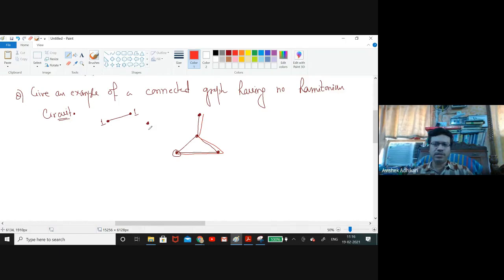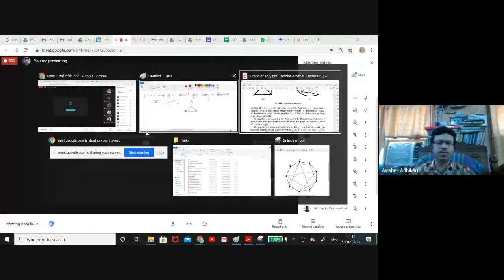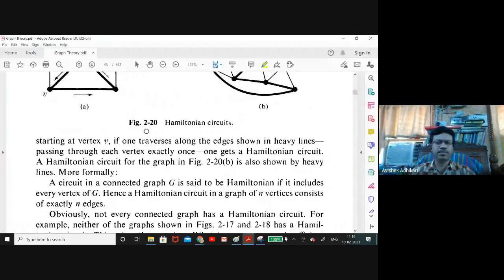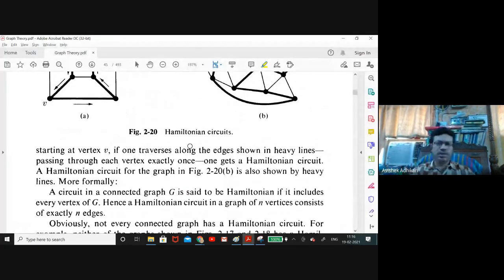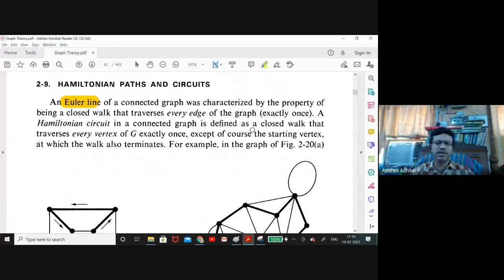So just let me remind you what a Hamiltonian circuit is. A Hamiltonian circuit in a connected graph is defined as a closed walk that travels through every vertex of G exactly once, except, of course, the starting vertex at which the walk also terminates. That means you need to explore all the vertices exactly once, and you need to come back to the vertex from which you started your journey.